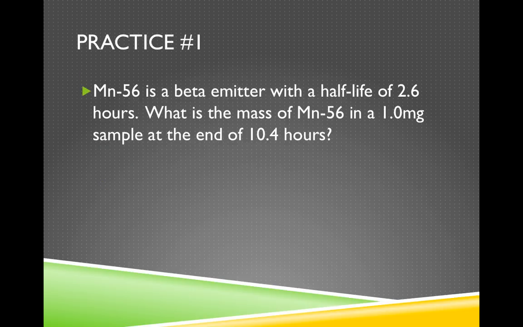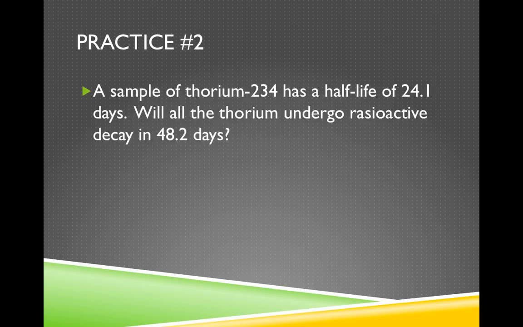Okay, so let's try this practice. Manganese 56 is a beta emitter. Again, we are dealing with an electron here, with a half-life of 2.6 hours. What is the mass of manganese 56 in a 1 milligram sample at the end of 10.4 hours? So to solve this, we have to first figure out how many half-lives have occurred. We know our starting amount, we know our total time, and we know our half-life, but we need to know how many times to halve the sample.